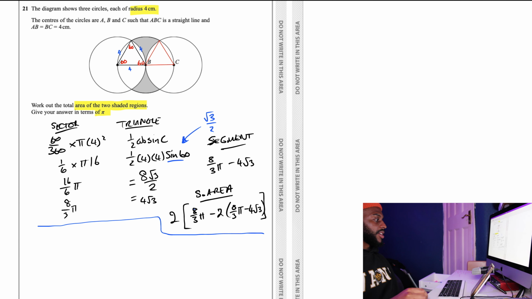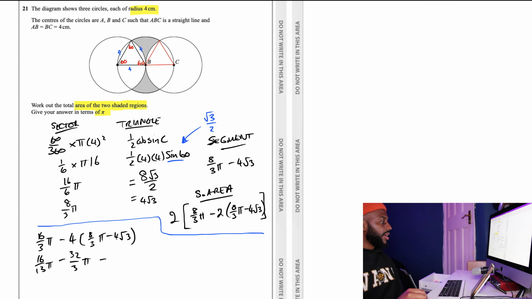Let's expand that bigger bracket first. So 2 times 8 over 3 pi, that gives us 16 over 3 pi minus 4, and then we'll leave that bracket as it is and come back to expanding it in a second. Okay. So now let's expand this bracket. Minus 4 times 8, it gives us minus 32, and still over 3 pi. Minus 4 times minus 4 √3, that gives us a positive, that's 16 √3.